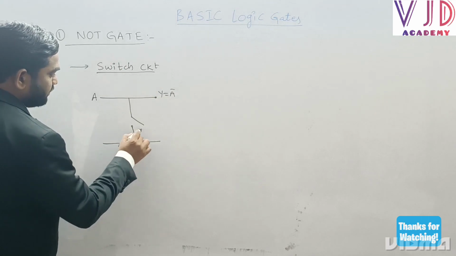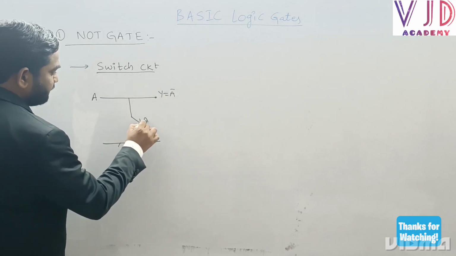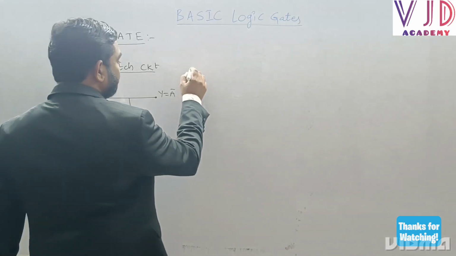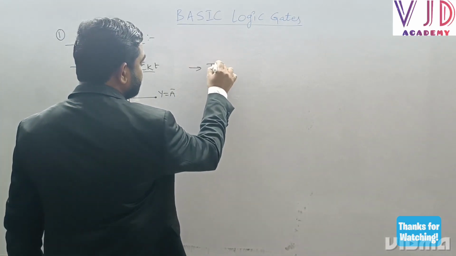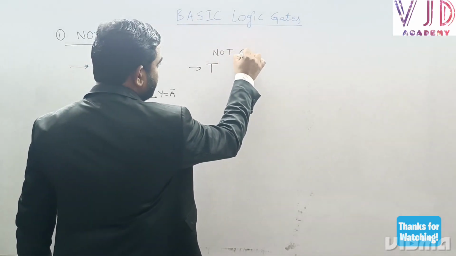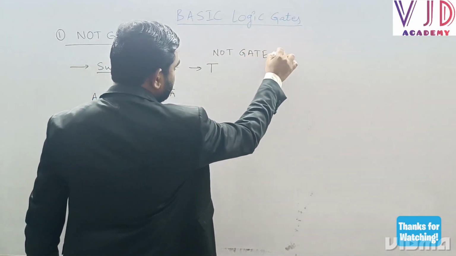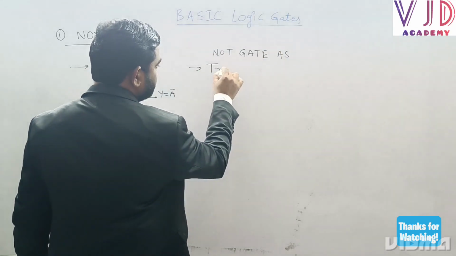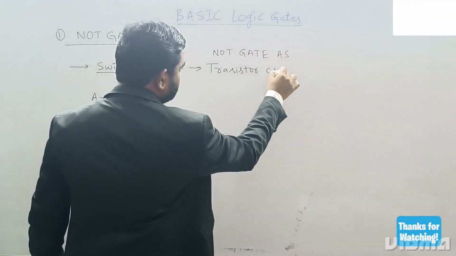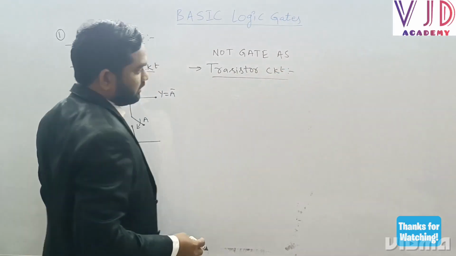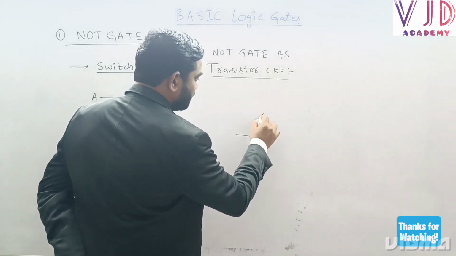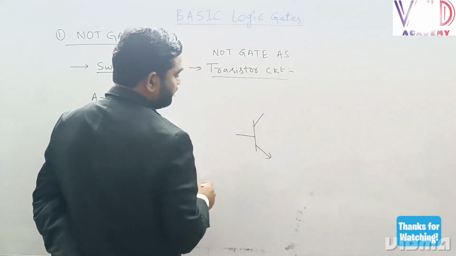This is, we can say, ground, and now this is switch A. So to understand this operation, let me take one more circuit here, a transistor circuit, NOT gate as a transistor circuit. So let me take one transistor here. This is one transistor. You know that.